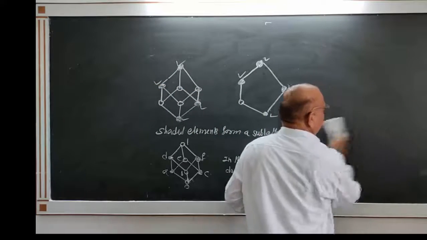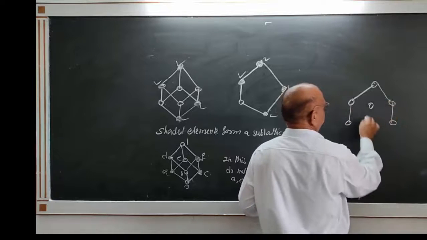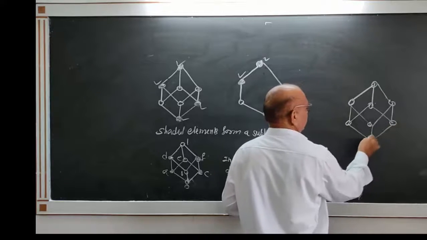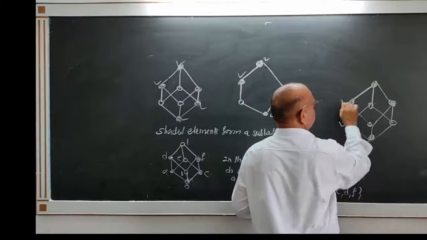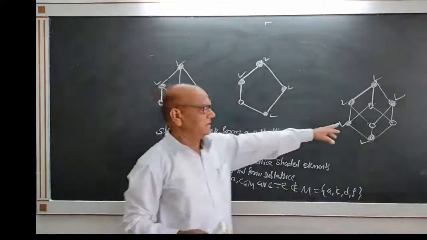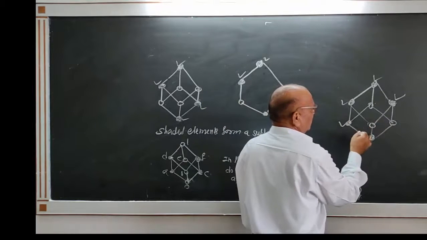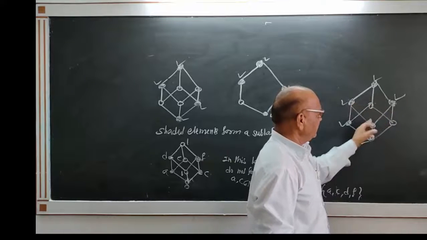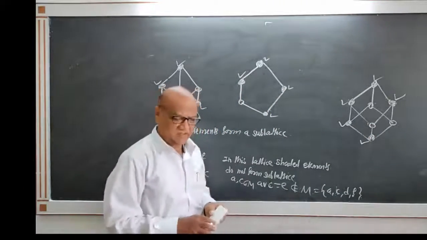Similarly, here is another example. These shaded elements are also not a sublattice, because if you take any two elements here, these two, the meet of these two is this element, and this element is not shaded, and so it is not a sublattice.